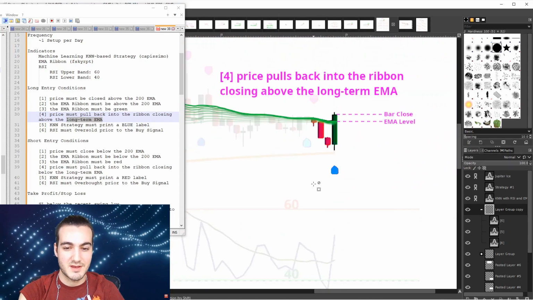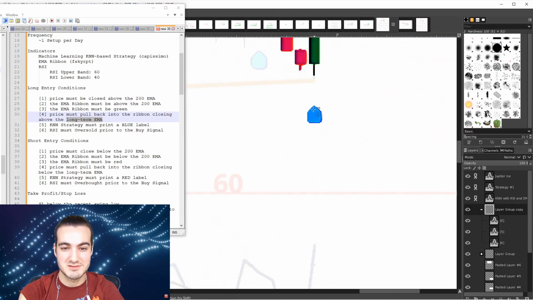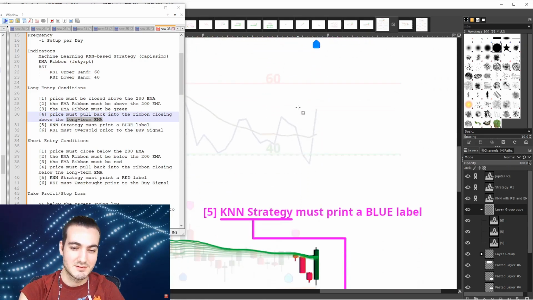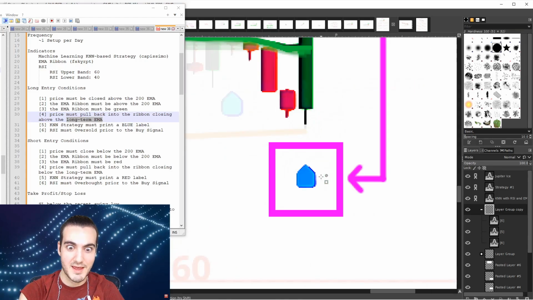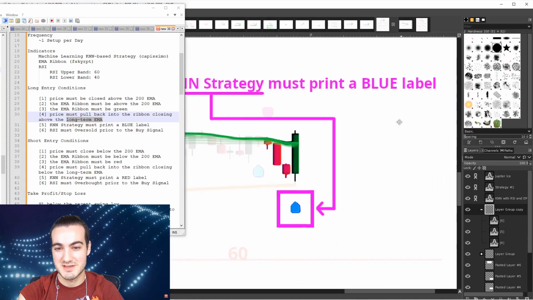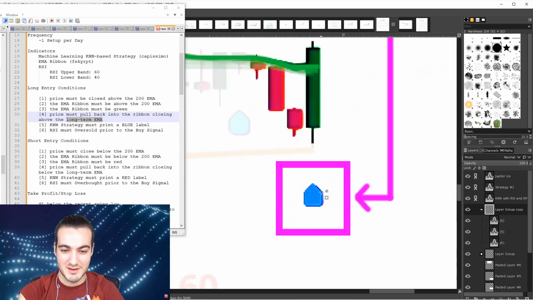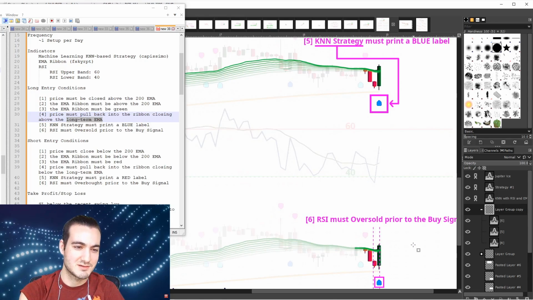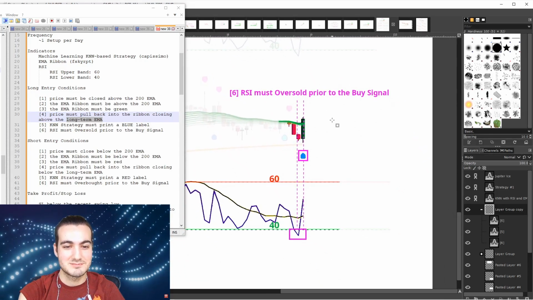Back down to step 5. I actually should have faded that out there, because that's not part of the step. So we wouldn't need to worry about it until now, and now we worry about it. So the KNN strategy must print a blue label. So there's that label based on math and such that's beyond our comprehension. We won't worry about it.